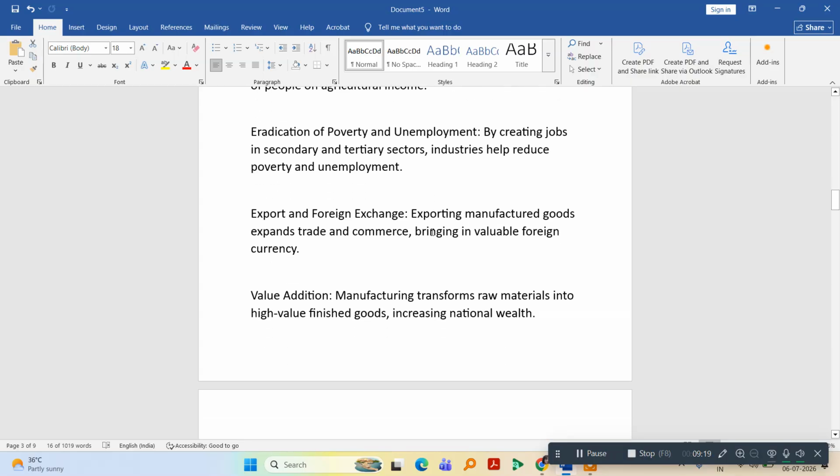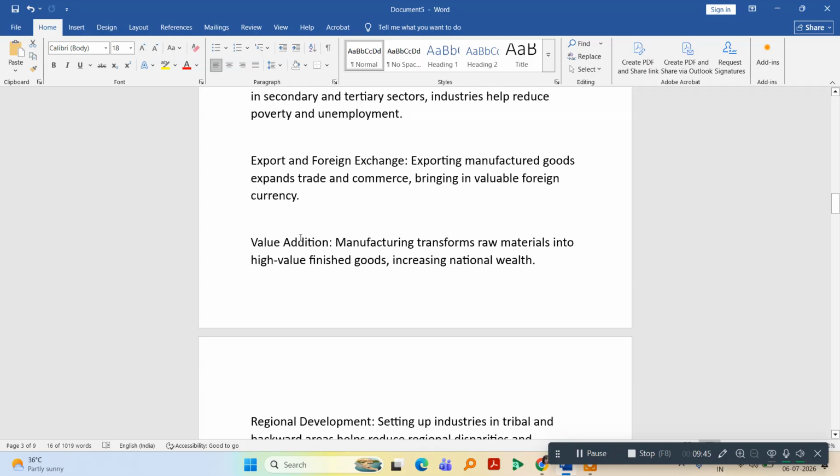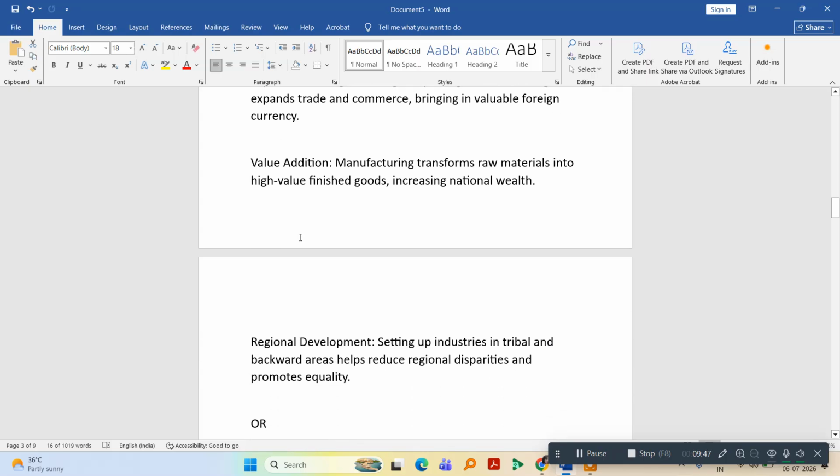The third point is export and foreign exchange. Exporting manufactured goods expands trade and commerce, bringing in valuable foreign currency. According to this point, there should be export of goods that have already been manufactured. It would greatly help in expanding trade and commerce. Trade means to buy and sell goods. It will also help in bringing valuable foreign currency.